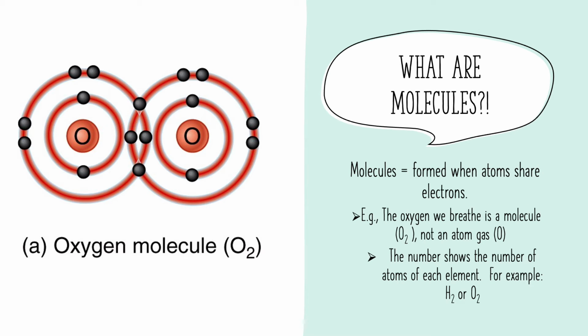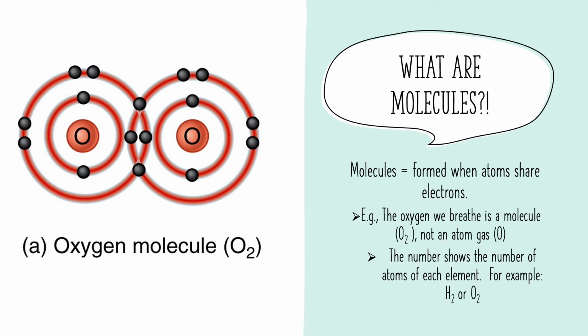Next slide. What are molecules? Molecules are formed when atoms share their electrons. Sometimes they cannot donate it. They prefer to share an electron. So we can see here, this is an oxygen atom, another oxygen atom, and when they come together, we call it a molecule. And here we're going to see that actually the oxygen we breathe in is not an oxygen atom. It's actually an oxygen molecule.